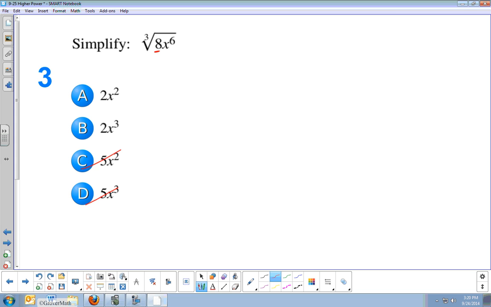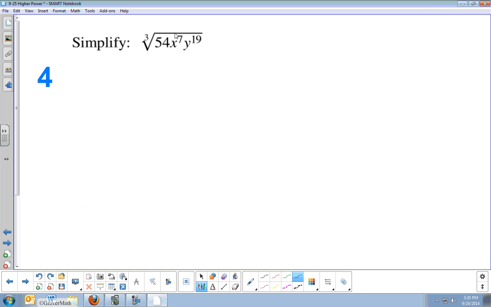So I don't know what these 5s are doing here. And then if you remember what we did for square root with exponents yesterday, is we took our exponent and divided by 2 because it was square root. Well, for higher power, we're going to divide by whatever that root number is. So for cubed root, we're going to divide by 3. So 6 divided by 3 is 2.